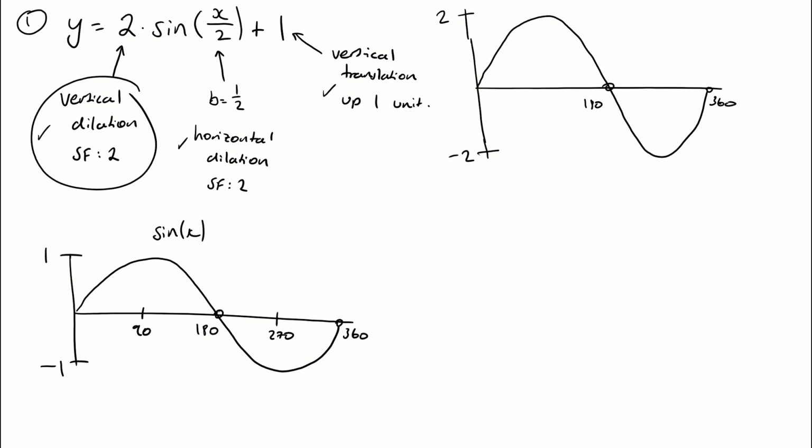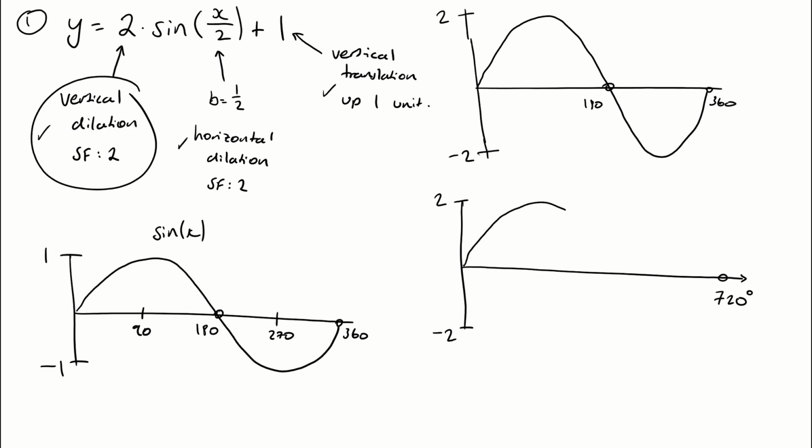Sweet. Next up, I've got to do my horizontal dilation. So now I've got to actually stretch this thing out because I'm dealing with a half. I'm not compressing it, I'm stretching it. So my period now is going to take twice as long. So I can no longer get a full cycle done in 360 degrees. It's now going to take me 720 degrees to get a full cycle done. But I'm still running from 2 to -2. So I've got to stretch this out a bit.